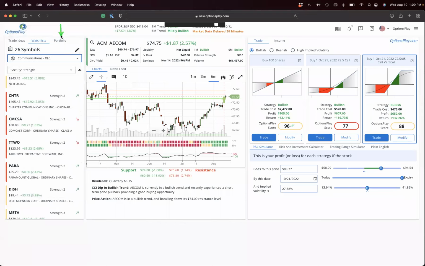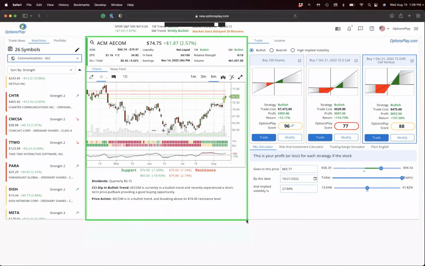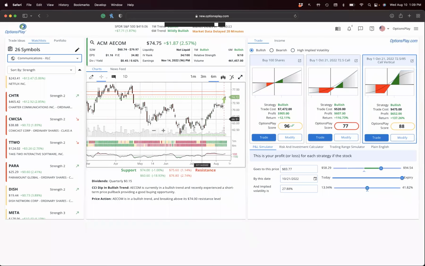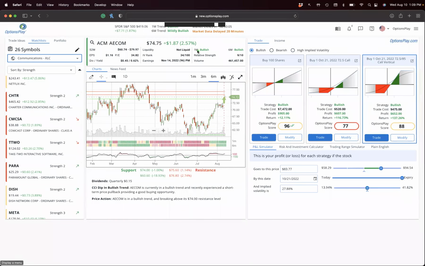Now, I'm not going to spend any time on the portfolio feature today, just because that's going to be a whole other section on its own. What I want to jump into is the security analysis panel. This is designed to give you a snapshot understanding of an underlying stock. And the most important indicators are the ones in this right-hand box over here, the 1 month and 6 month trend and the relative strength.